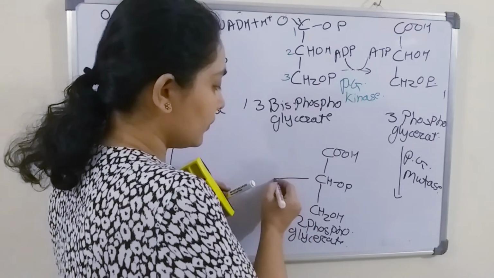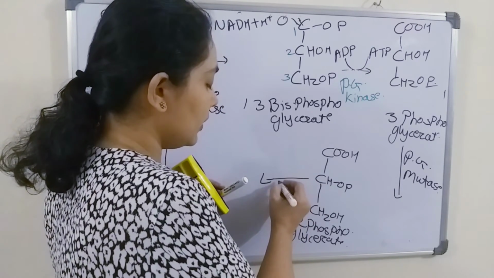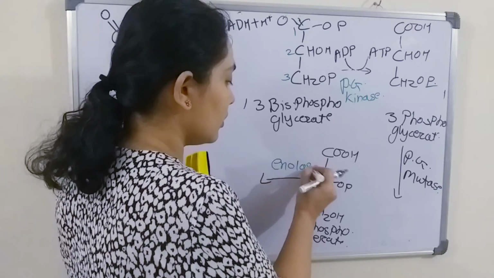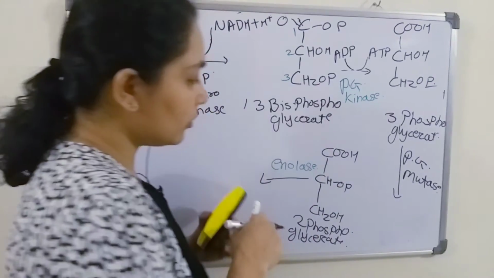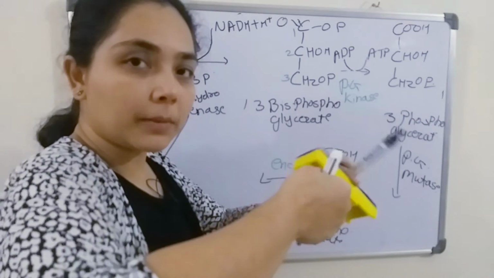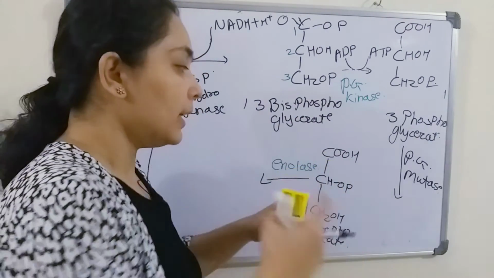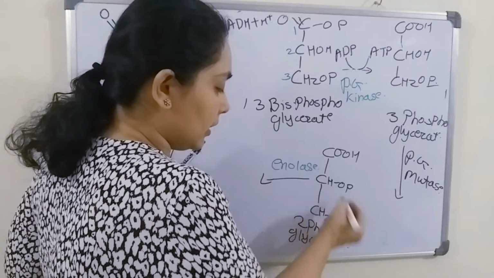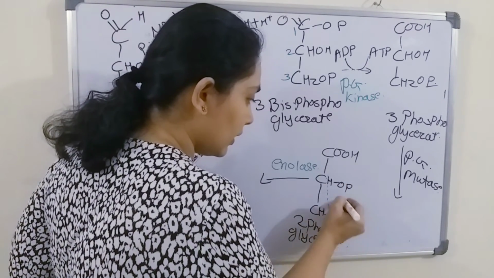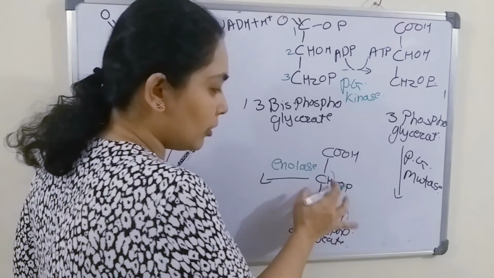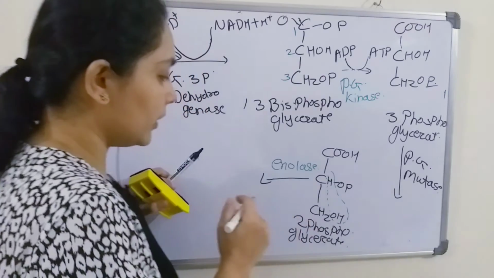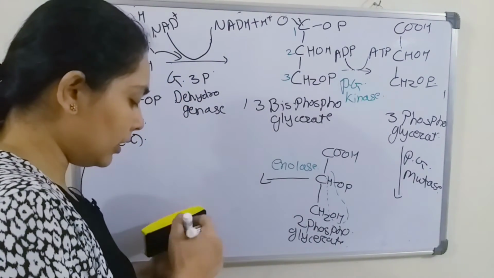After that, one more enzyme will come. The name of that enzyme is enolase. What enolase will do, it will remove one water molecule. It is like squeezing. Okay, if we squeeze something, what will happen? The water will be removed from that. In the same way, here one water molecule will be removed between these two carbons. Therefore a carbon-carbon double bond forms here, and the product we get is phosphoenol pyruvate.